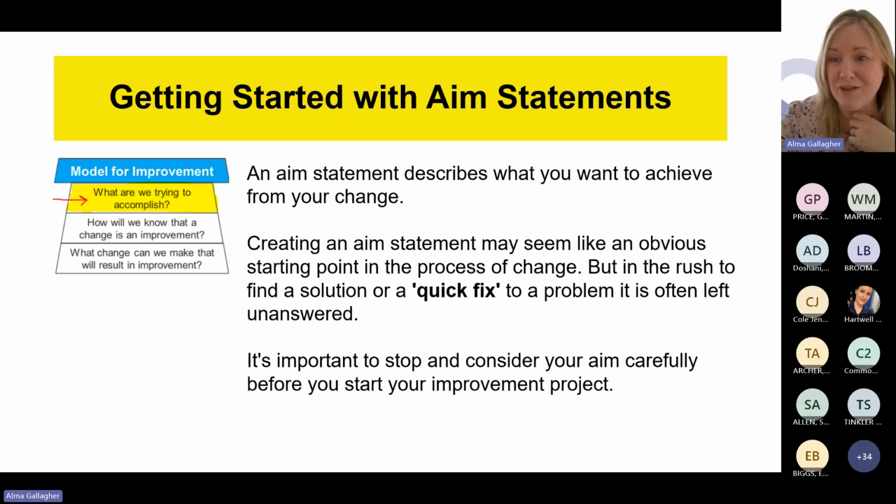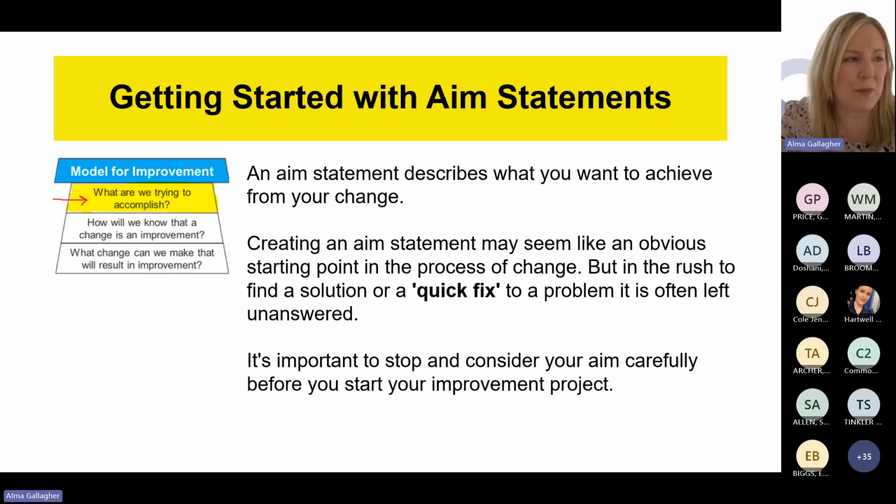So that's some of the background as to why we are doing aim statements. So an aim statement specifically lends itself to what it is we're trying to accomplish. It's really important that we set out a clear aim statement, because it sets out what you want to achieve from your change. Creating an aim statement might seem like an obvious start point in the process of change, but in the rush to find a solution or a quick fix to a problem, it's often left unanswered.